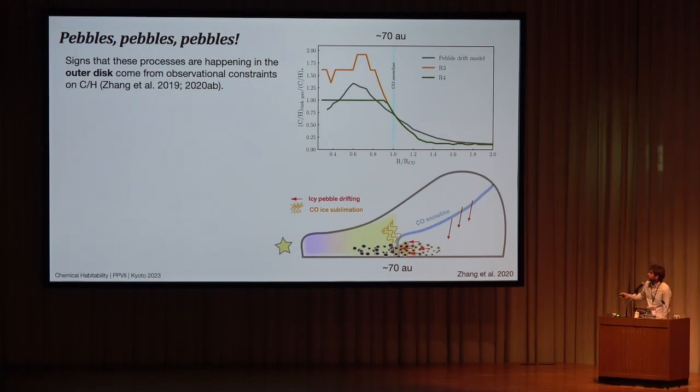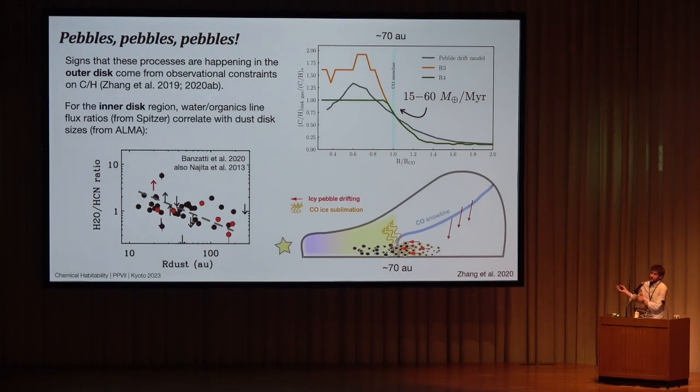And this matches fairly well pebble evolution models that include vertical settling of pebbles and their radial drift. And you can in fact use that then to put a number on this pebble drift flux at this specific location in this disk. You find about 15 to 60 Earth masses per million years, which is not too far off of what planet formation models need. That's the CO ice line.